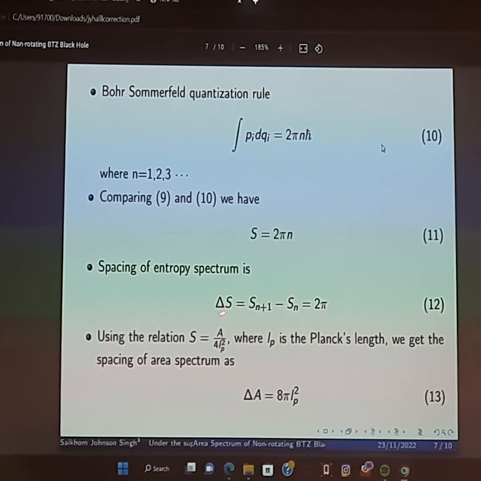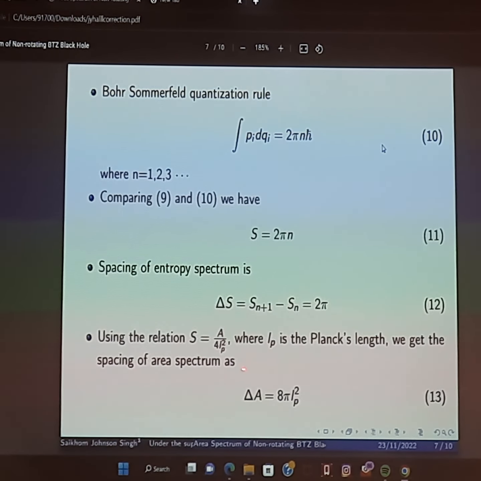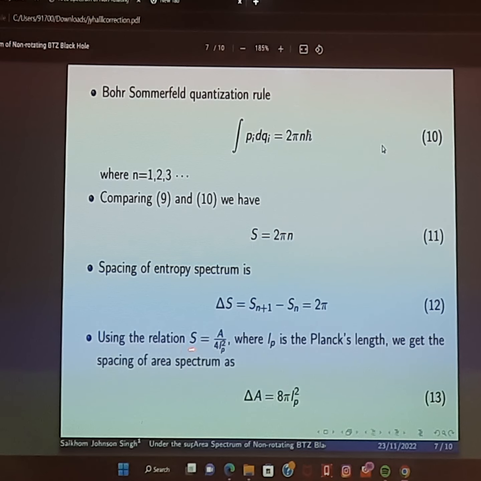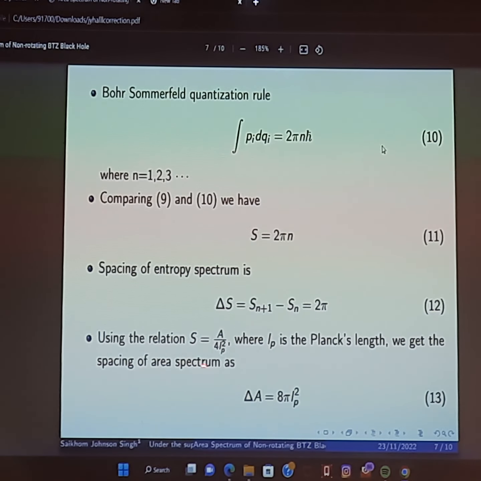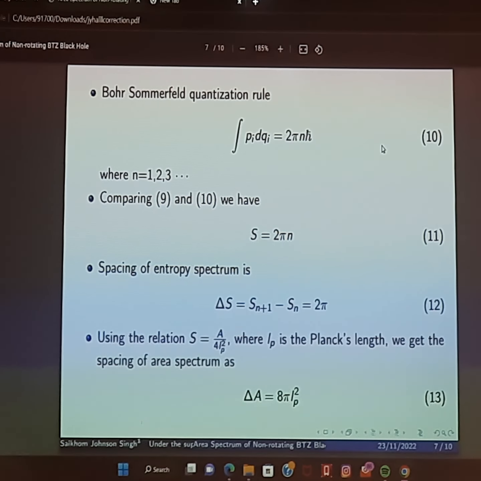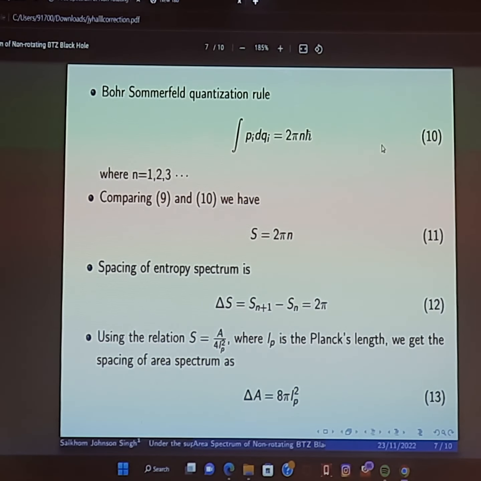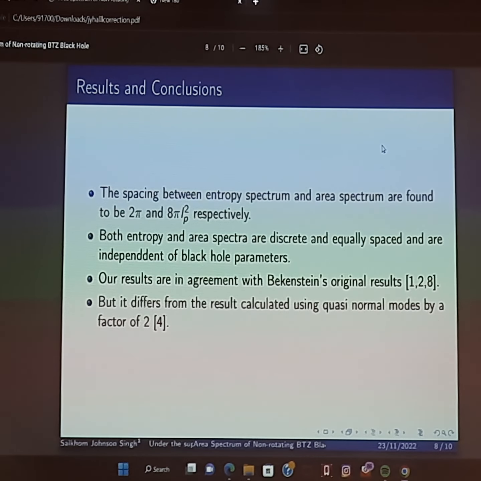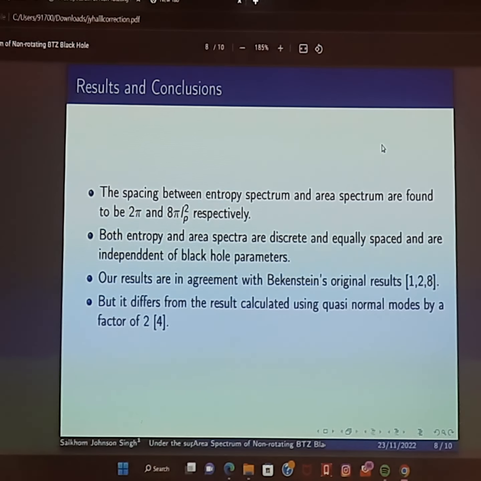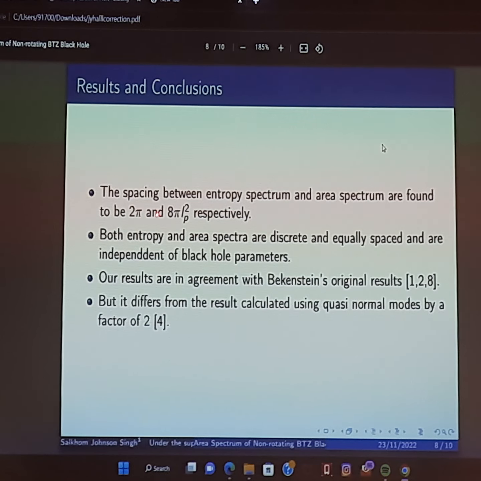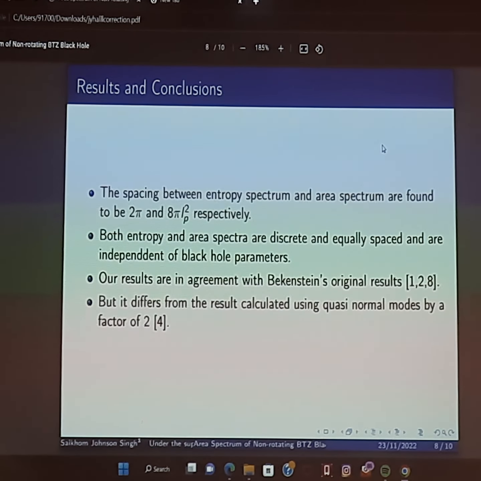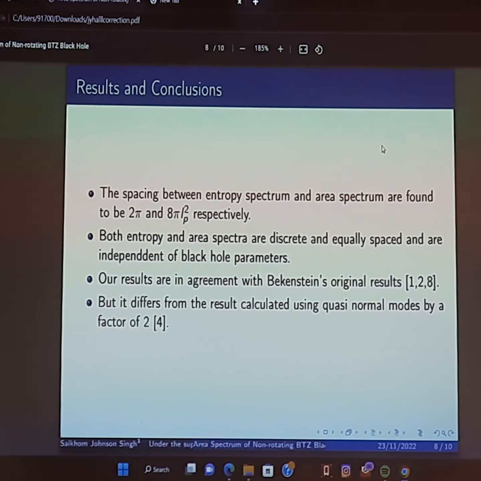The spacing of the entropy spectrum is found to be 2 pi. And we know that entropy is equal to area by 4 L_P squared, where L_P is the Planck length. When we put this value in equation number 12, we find the spacing of the area spectrum. Finally, we get the result: the spacing of the entropy spectrum is found to be 2 pi, and the spacing of the area spectrum is found to be 8 pi L_P squared.